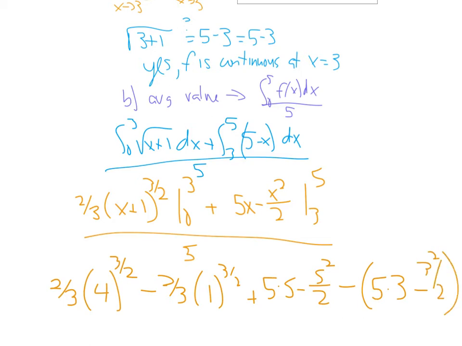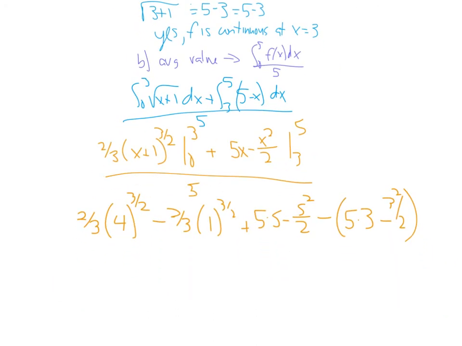I could simplify it. Let's see. That would be 2 times 4 to the 3 halves. So it gets a little weird. Spending a little bit of time, you should get, I forgot, divided by 5. And you should get 4/3.